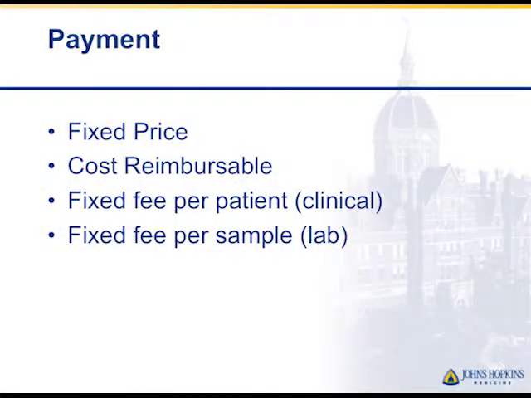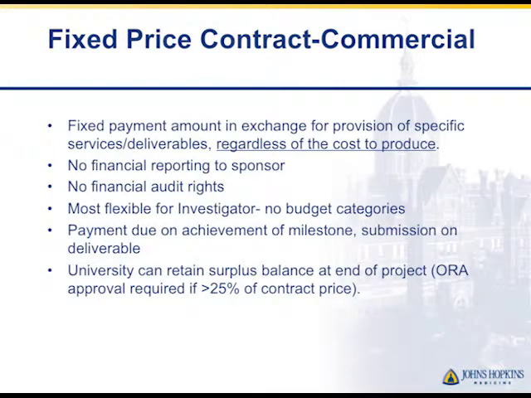So payment becomes an issue, and there are a couple of different ways to structure payment in a contract with a commercial entity. These are four of them, and there are others, but these are the most common that we see: fixed price contracts, cost reimbursable contracts, fixed fee per patient, normally for a clinical trial, or fixed fee per sample, normally for lab work. If you're doing some sample analysis and being paid on a per sample basis, you might structure a budget or a contract that way. So a fixed price contract is probably the most popular way to structure a commercially sponsored agreement.